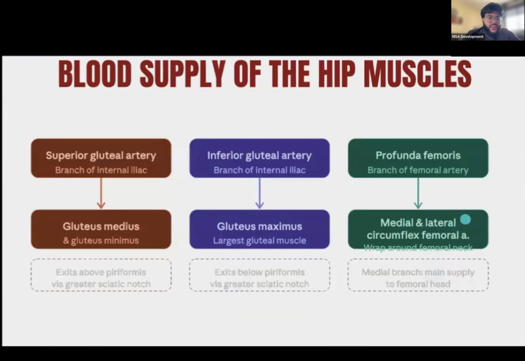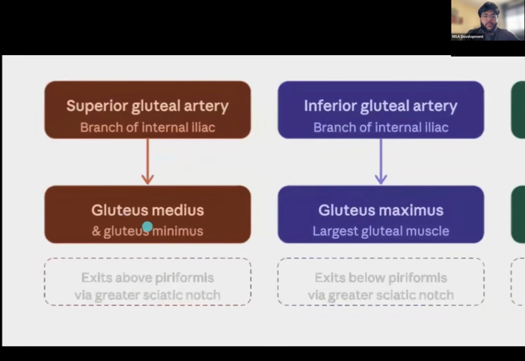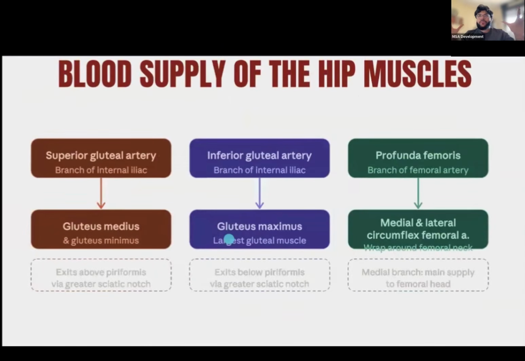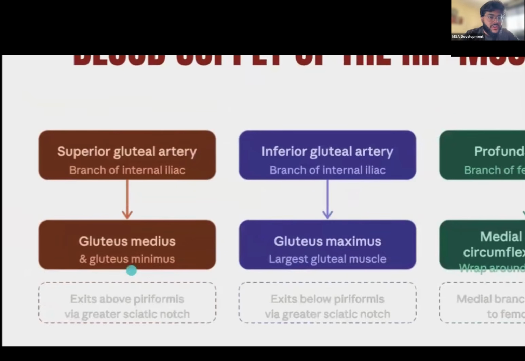Let's quickly go over the blood supply of the hip muscles. The superior gluteal artery is a branch of the internal iliac artery. So we have our main artery, the internal iliac artery. This will branch into the superior and inferior gluteal arteries. The superior gluteal artery will supply your gluteus medius and minimus, and your inferior gluteal artery will supply your gluteus maximus. The superior gluteal artery will exit above the piriformis via the greater sciatic notch, while the inferior gluteal artery, because it's inferior, will exit below the piriformis via the sciatic notch.